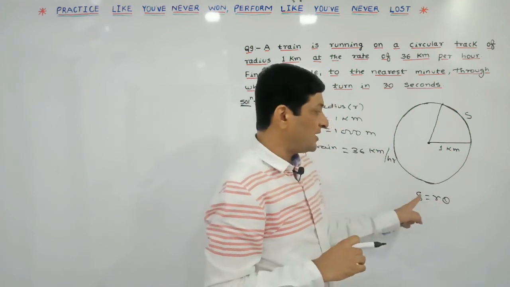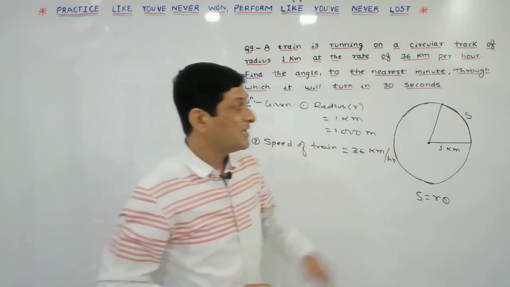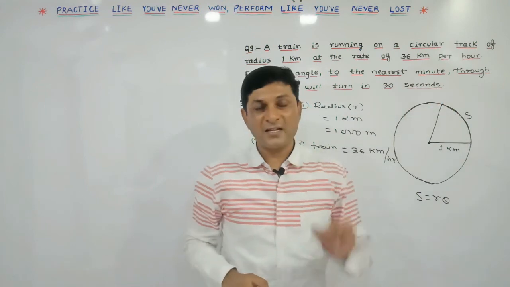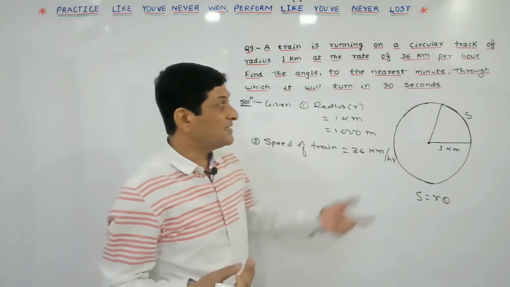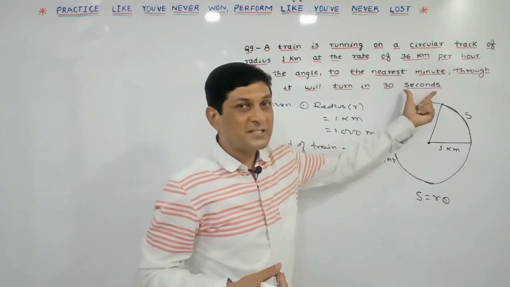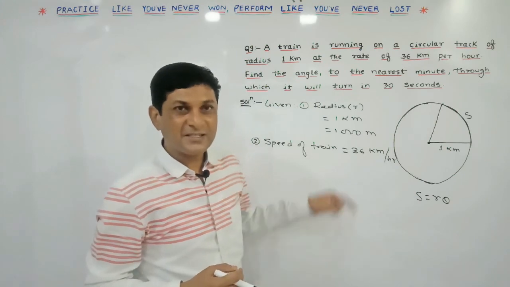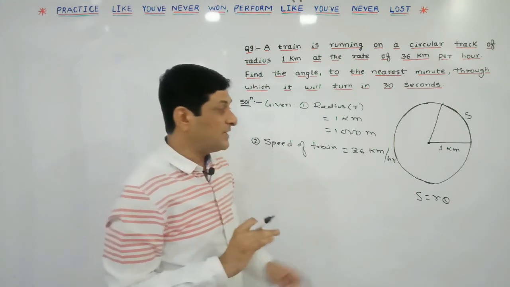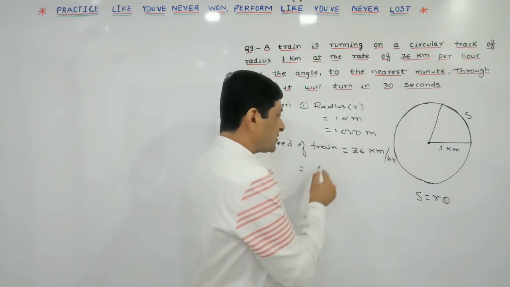So if S and r are known to us, we are able to find out the value of theta here. r is already given. Now we are trying to find out the value of S. S means the distance traveled by the train on this circular track in 30 seconds. Since this time is in terms of seconds, that's why we are trying to convert this speed also in terms of seconds. As it stands, the speed is in terms of hours. So let us try to convert it in terms of seconds.